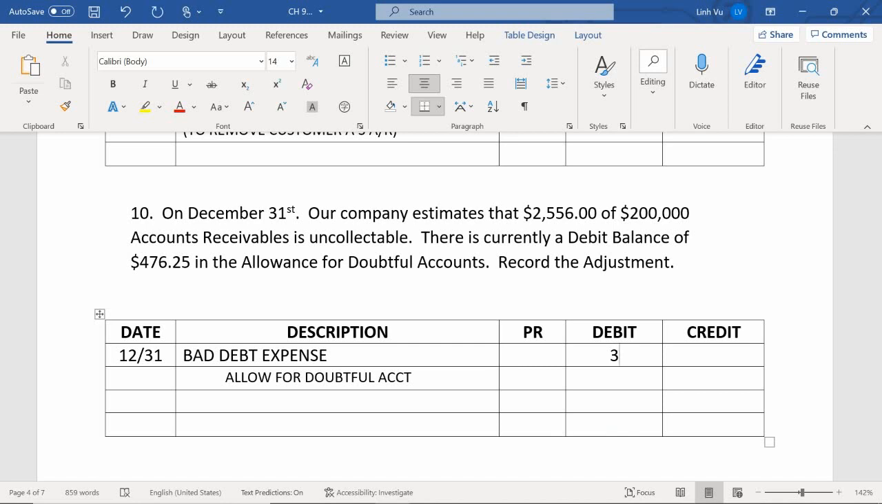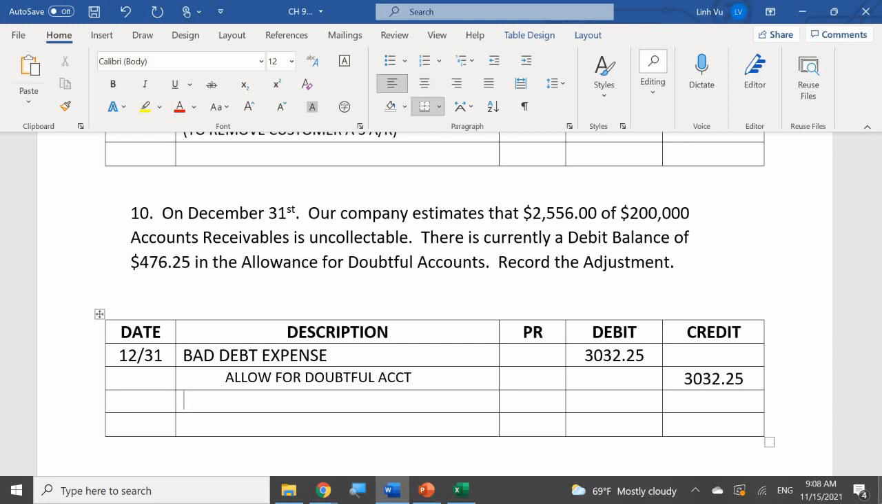3,032.25. Right? And then right here, to adjust for bad debt, something like that, okay? To adjust the bad debt at the end of the year. Okay? Good. Good. All right.